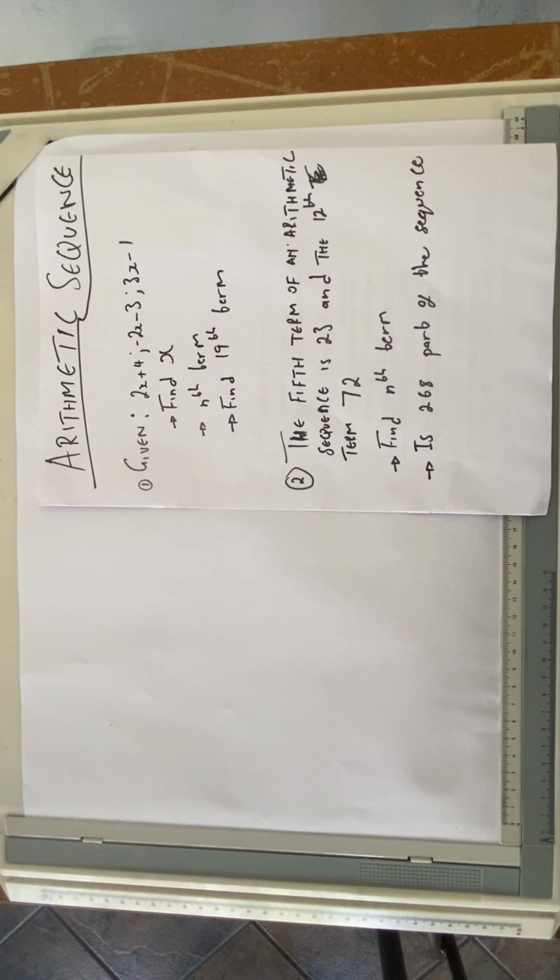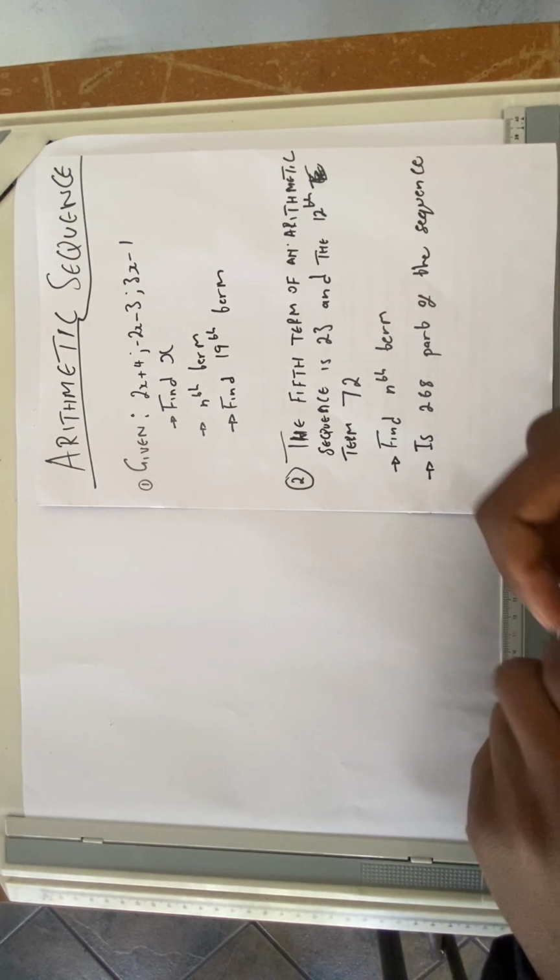You are going to be given 2x plus 4, negative 2x minus 3, 3x minus 1. You are going to be expected to firstly find the value of x, then the nth term, then you are going to be expected to find the 19th term. So you are going to be expected to find the occupier of position number 19. So now, without any waste of time, let's get into it.